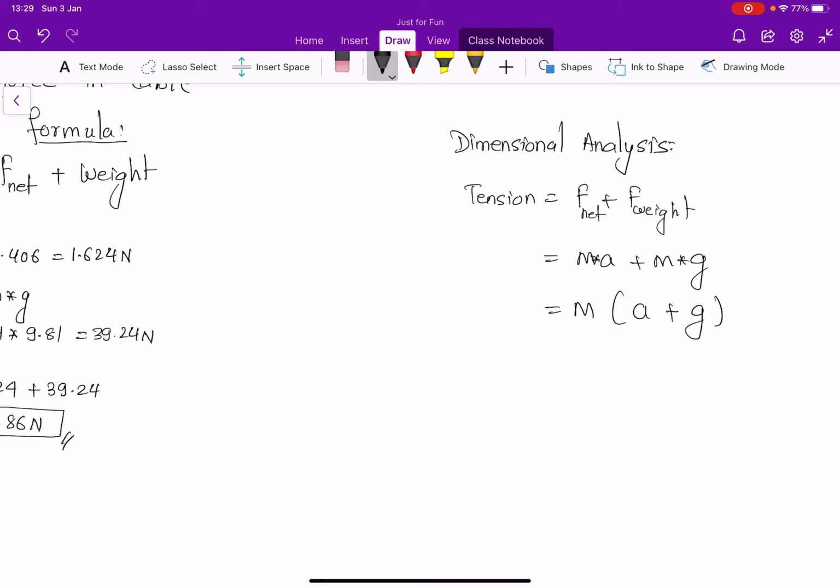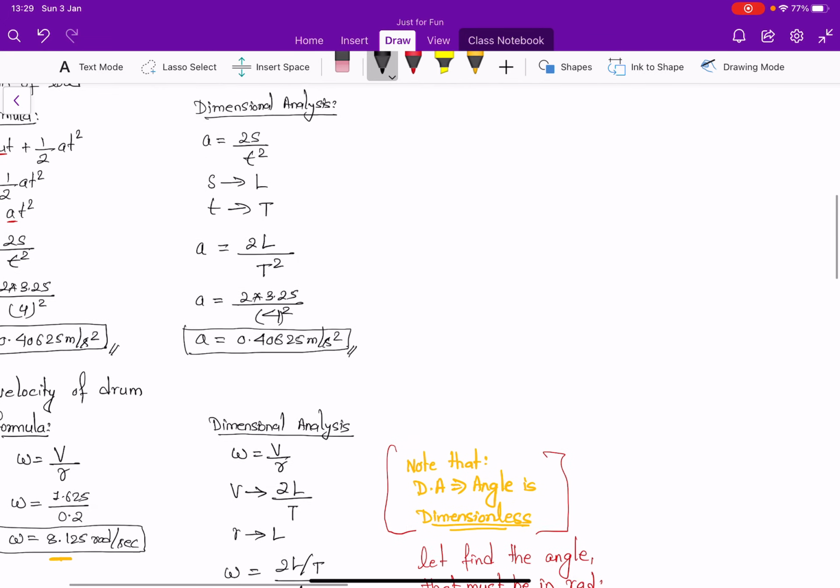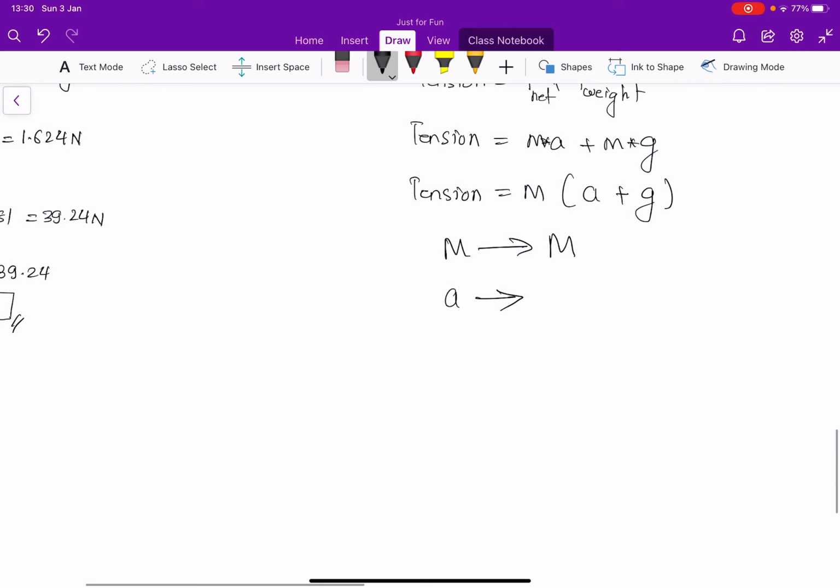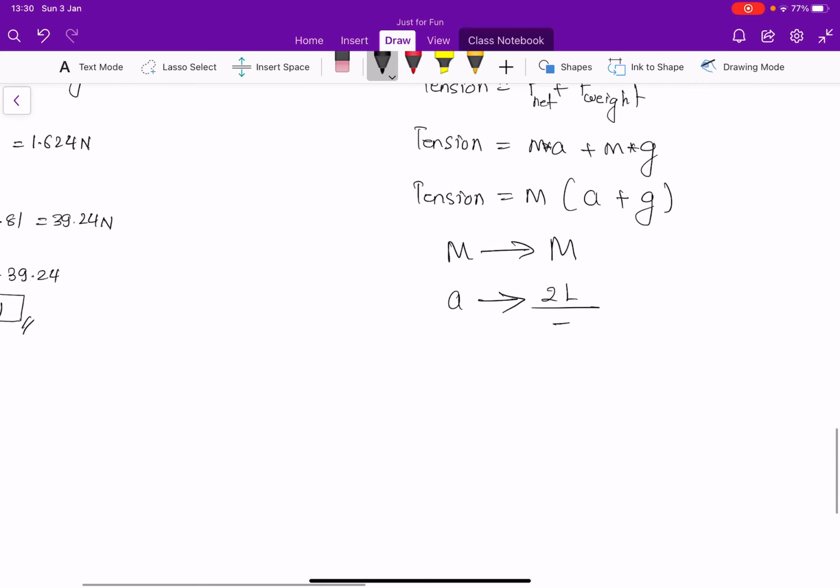All right. Now let's convert into dimension. So m is referred to as m because it is a mass. What about acceleration? If you go back to our formula above, we have 2L divided by t squared. That's our acceleration. So 2L divided by t squared. Okay, that is for acceleration.